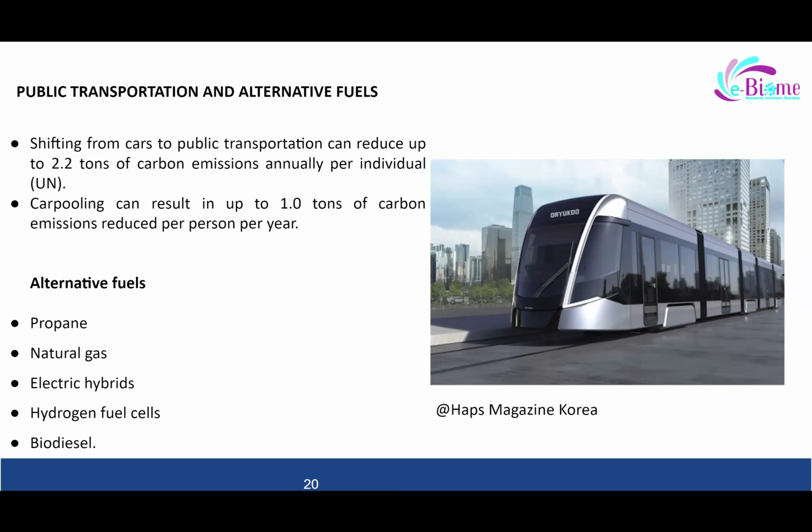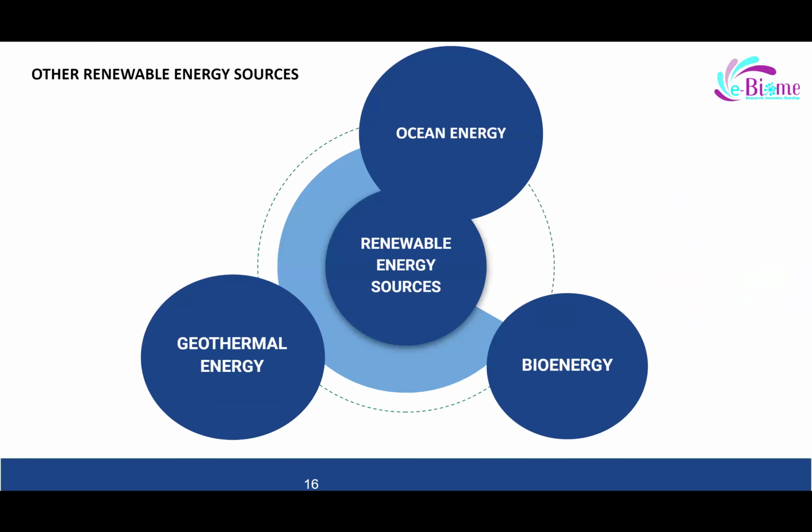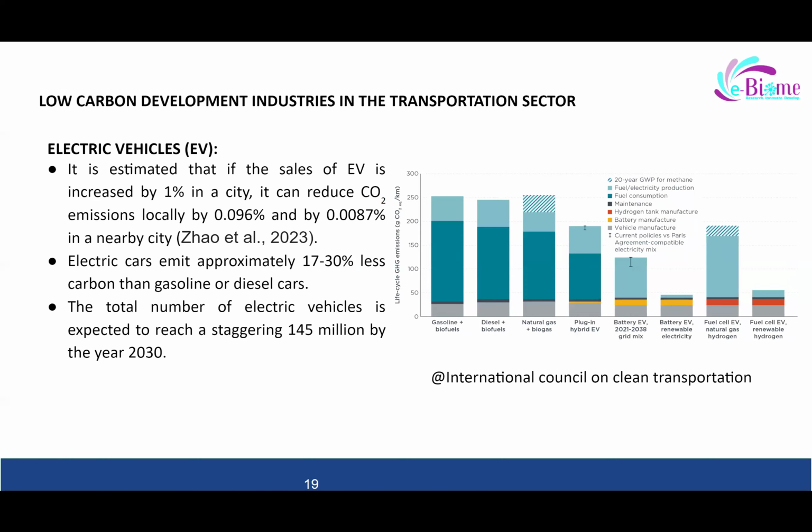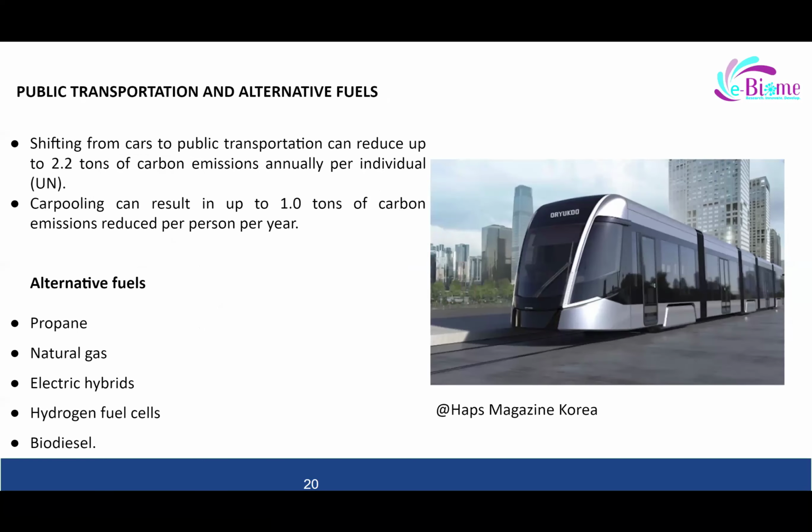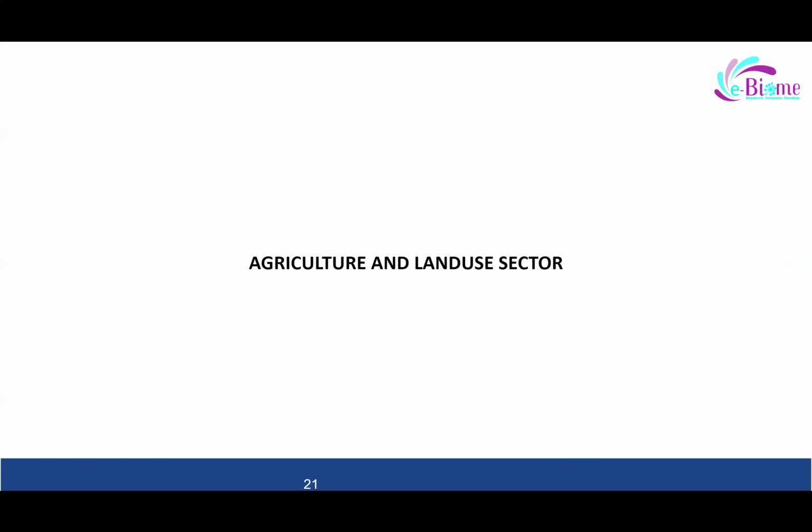Cities like those found in China, Hong Kong, Mumbai, and those that have a lot of people living in New York City and the rest. If we all carpool or use this kind of vehicles, I think we can all reduce our carbon footprint. So the alternative fuel, going back to the bioenergy here, some of these are propane, natural gases, electric hybrids, and hydrogen fuels, as well as biodiesels.